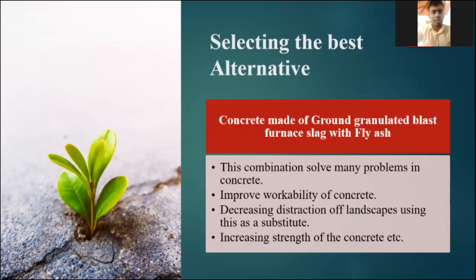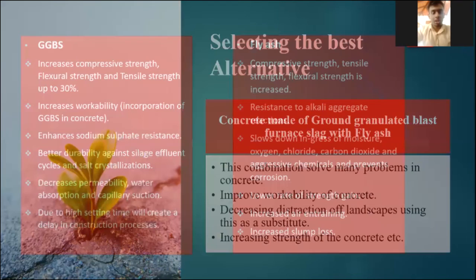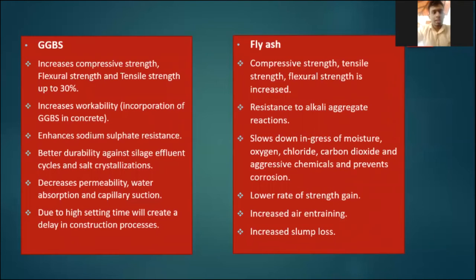Here you can see some of the properties of fly ash and GGBS which are more similar to the properties of cement. GGBS increases compressive strength, flexural strength and tensile strength by up to 30%. It increases workability, enhances sodium sulfate resistance and gives better durability against sulfate effluent cycles and salt crystallization. And when fly ash is used, it increases compressive strength, tensile strength and flexural strength. Resistance to alkali aggregate reactions is much higher. It slows down ingress of moisture, oxygen, chloride, carbon dioxide and aggressive chemicals, and prevents corrosion.